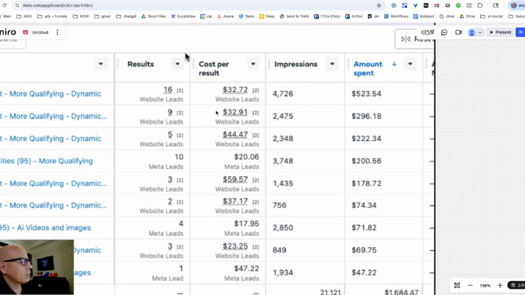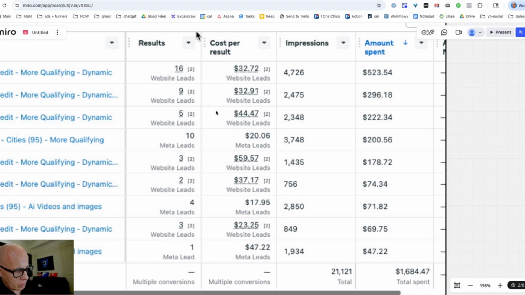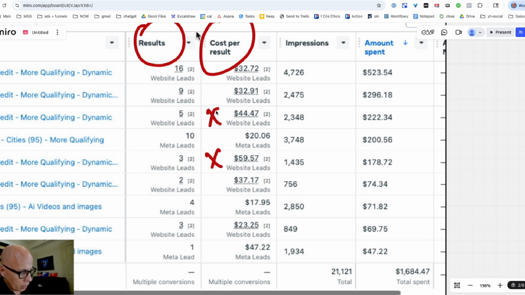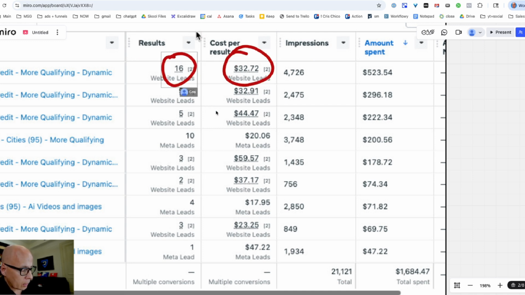Now here are the stats. You can notice here, these are the number of leads that have come in on the results, and then you can also see the cost per result there. The cost per result varies. Some of them are high, 59. Those end up being paused. This one here ends up being paused. And then we just keep the ones that are doing well. Like for example, the one that we see here at 16 leads, that's running at $32 per lead. So that's an acceptable cost per lead.